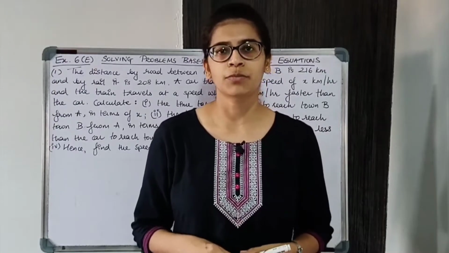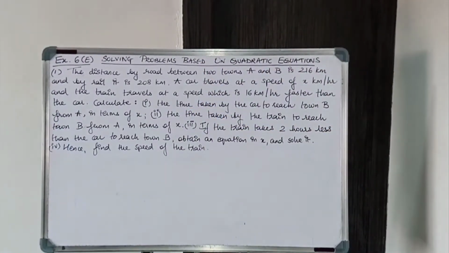So starting with question number 1. The distance by road between two towns A and B is 216 km and by rail it is 208 km. A car travels at a speed of x km per hour and the train travels at a speed which is 16 km per hour faster than the car. Calculate, first part, the time taken by the car to reach town B from A in terms of x. Second part, the time taken by the train to reach town B from A in terms of x. Third part, if the train takes 2 hours less than the car to reach town B, obtain an equation in x and solve it. Fourth part, hence find the speed of the train.